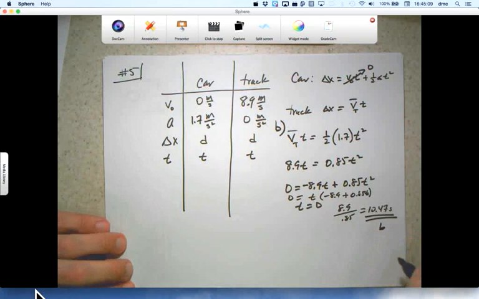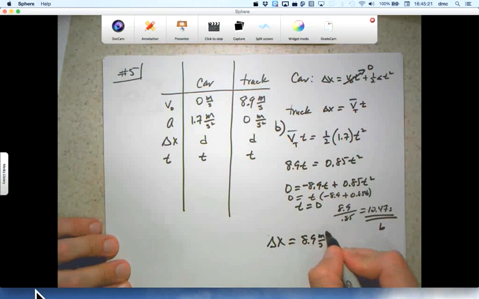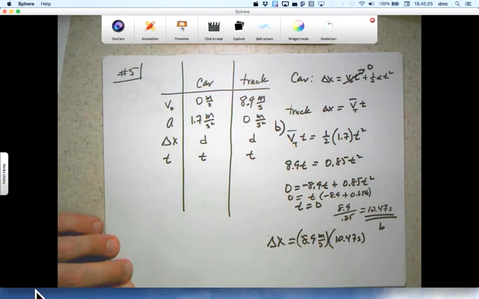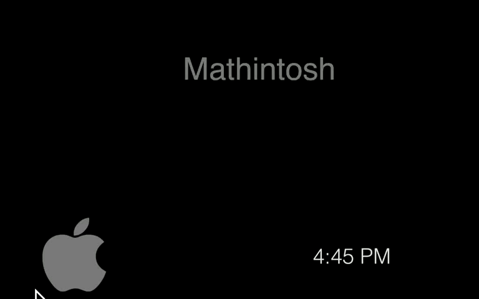Can we use the answer to B to find A? Sure. We know that the truck is going to travel a displacement of 8.9 meters per second for now 10.47 seconds. So we take our answer, multiply by 8.9, and the answer to A is 93.2 meters. So the displacement, the amount of distance that it takes the car to catch up with the truck, is 93.2 meters. So that's the answer to A.